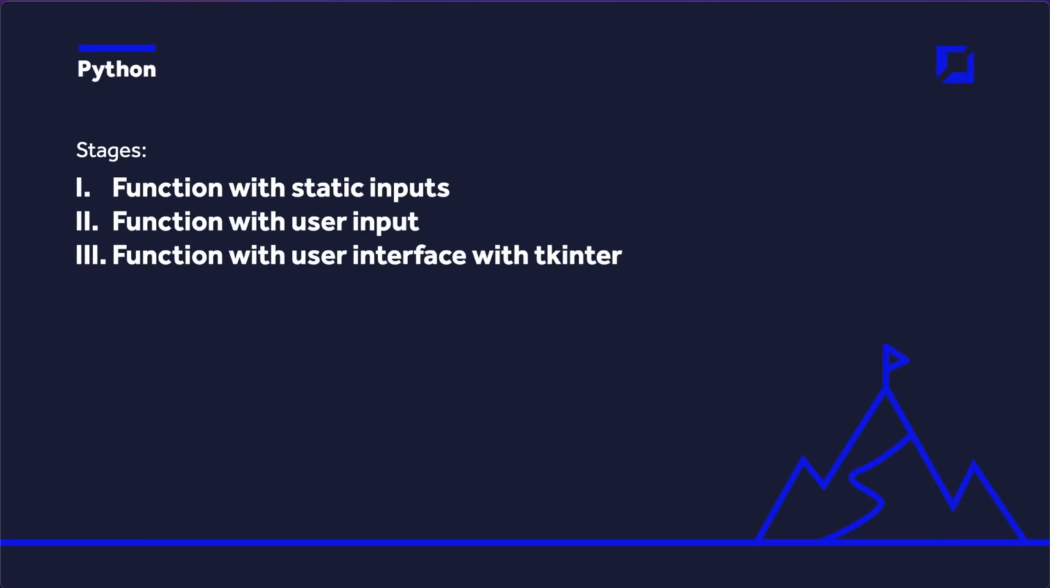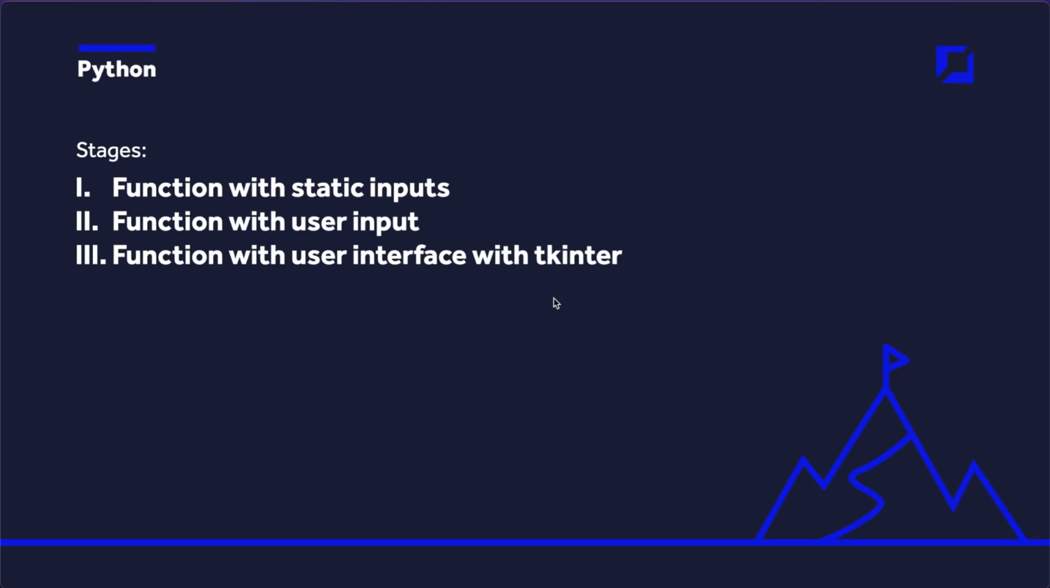So this challenge has three stages. First of all, we're going to build functions using static inputs. We move ahead to utilizing functions with user inputs, and then we'll go ahead and use Tkinter to build an interface so that we can allow users to enter numbers, and then we'll deal with the numbers using a function behind the scenes, and then output a new window showing the outcome of the result of the input.